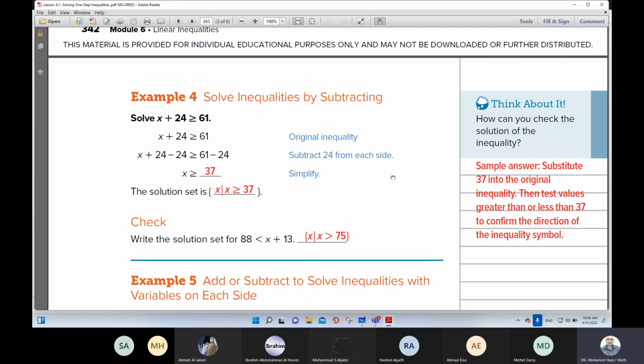And here we have the same idea. X plus 24 greater than or equal 61. We want to remove 24 from this side, so add the inverse. What is the inverse of 24? Negative 24. So add negative 24 here and negative 24 here. So 24 minus 24 is 0. It means here X greater than or equal 61 minus 24, which would be 37. So we can write the solution set: X such that X greater than or equal 37.